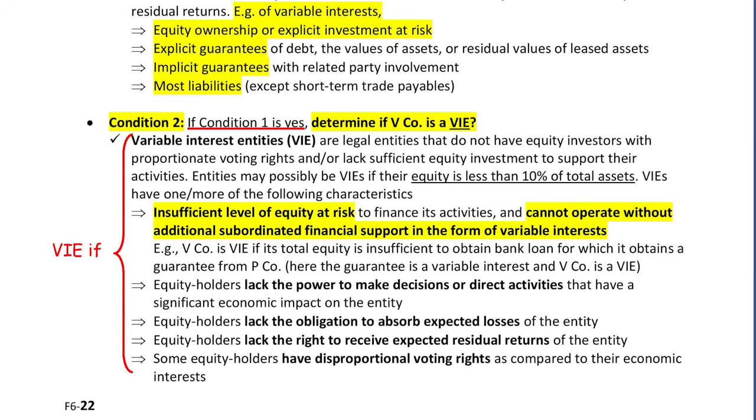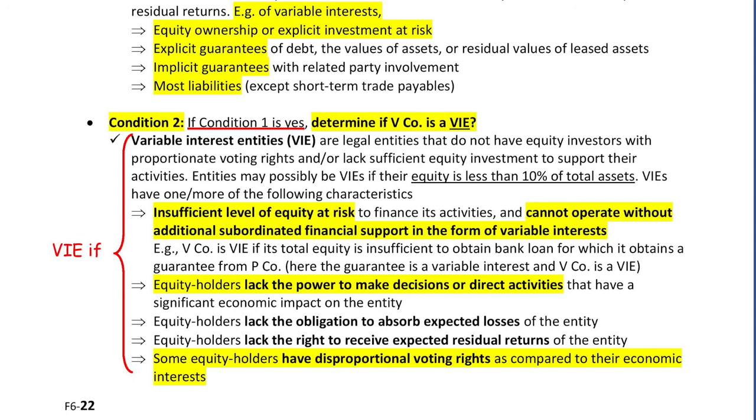So for example, V company is a VIE if its total equity is insufficient to obtain a bank loan for which it obtains a guarantee from P company. Here the guarantee is a variable interest and V company is a variable interest entity. Next, highlight equity holders have no power to make decisions or direct activities. They have no control. And the last couple of lines, highlight some equity holders have disproportional voting rights in comparison to their economic interests.